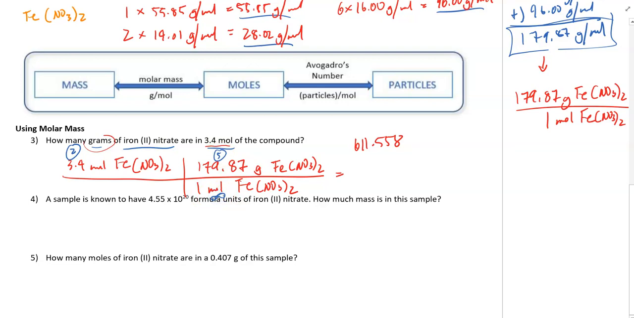So with multiplication and division, we look at the value with the least significant figures, and that's how we round our last answer. So 611 point yada yada yada. This one then gets rounded to just 610, right? This one gets rounded down. 610. And of course the units here are grams of iron nitrate.